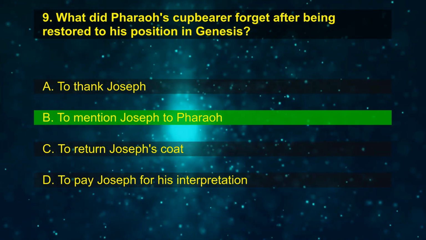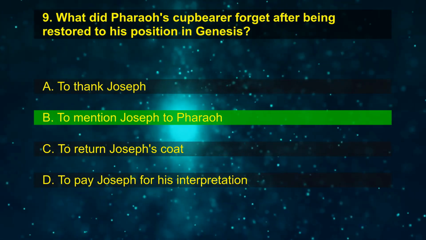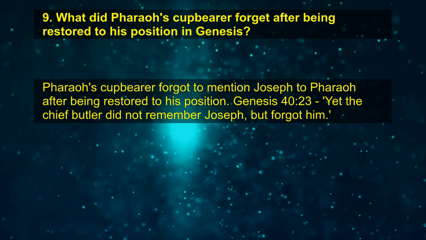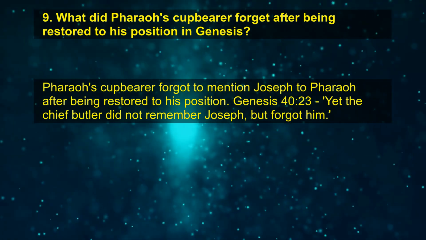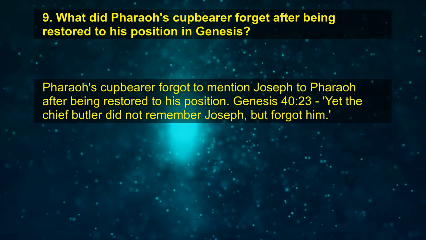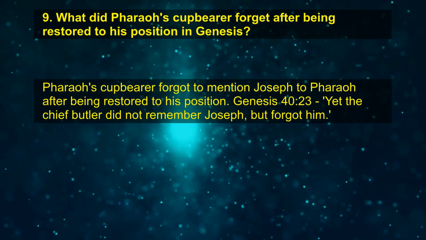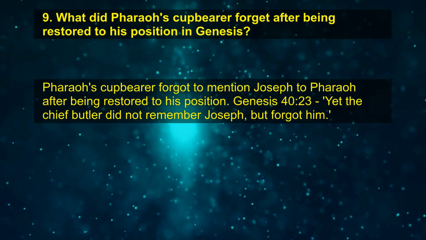Right answer is B. To mention Joseph to Pharaoh. Pharaoh's cupbearer forgot to mention Joseph to Pharaoh after being restored to his position. Genesis chapter 40 verse 23. Yet the chief butler did not remember Joseph, but forgot him.